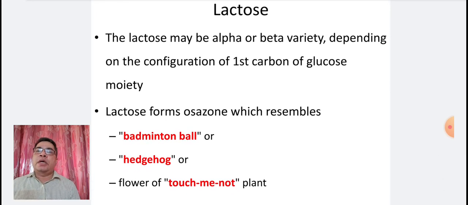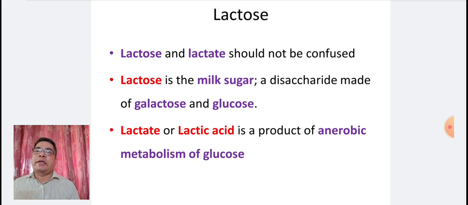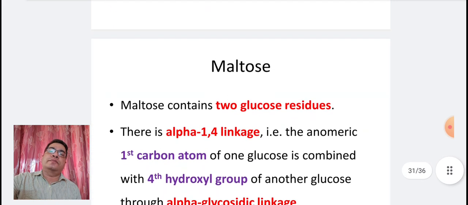The lactose may be alpha or beta variety depending on the configuration of the first carbon of the glucose moiety. Lactose forms osazones which resemble a badminton ball or hedgehog shape, or the flower of the touch-me-not plant. Lactose and lactate should not be confused. Lactose is the milk sugar, a disaccharide made up of galactose and glucose, whereas lactate and lactic acid are products of anaerobic metabolism of glucose.